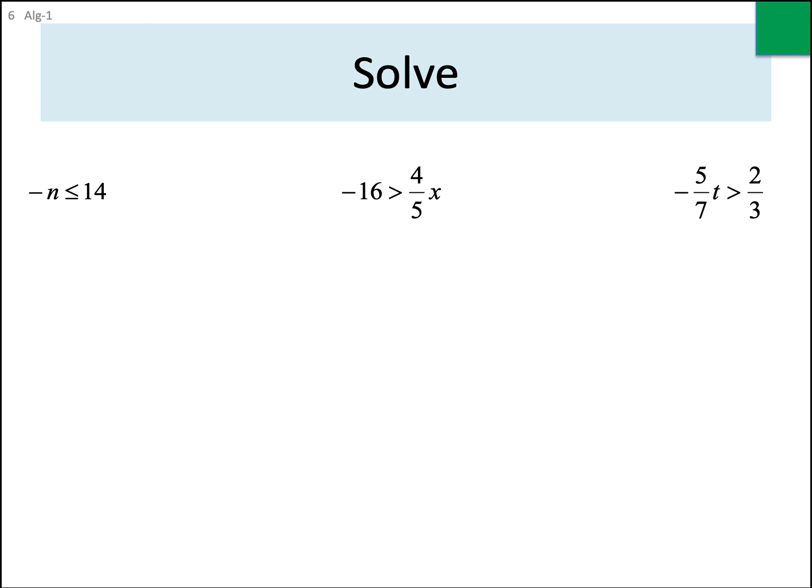All right. The first one should be n is greater than or equal to. This is the one where you'd have to flip because you multiply or divide by -1. So closed circle, shade right.